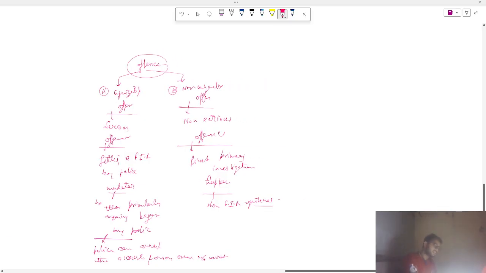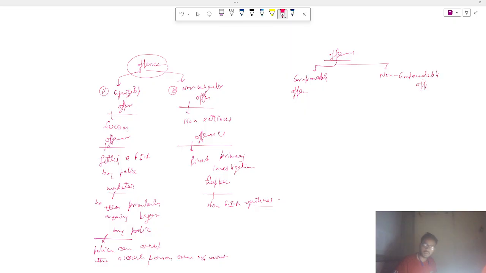But offenses can also be categorized into two other forms: compoundable offense and non-compoundable offense. What is a compoundable offense? These are offenses where the parties can compromise. Say two parties came fighting on the road and reached the police station. If there is a possibility that they reconcile, and if they do, then there is no need to write an FIR. So parties can compromise or negotiate. In a non-compoundable offense, basically no compromise is possible.